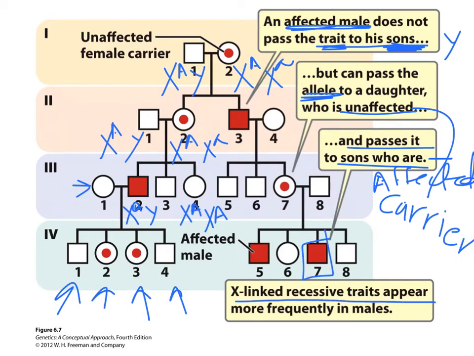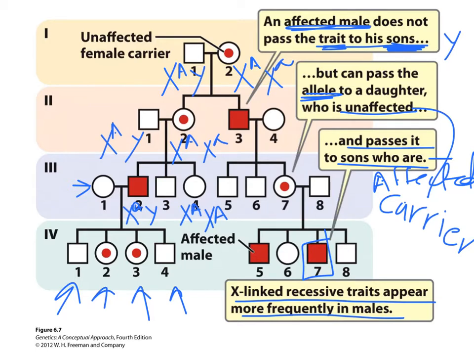X-linked recessive traits appear more frequently in males. So the first thing you do, that would help you make the assumption. You see a bunch of males that are colored in and no females, and I'm not going to tell you who's a carrier. You've got to figure that out based on the boys, but that would be your first assumption.